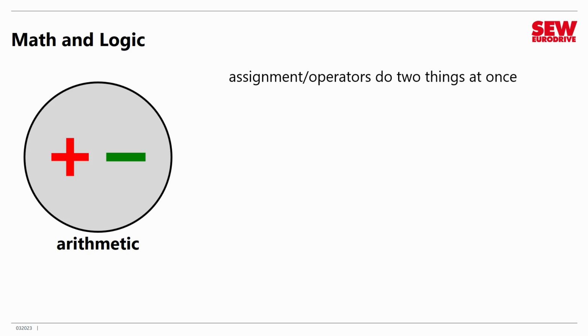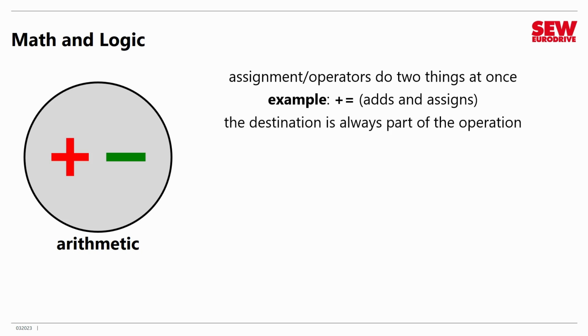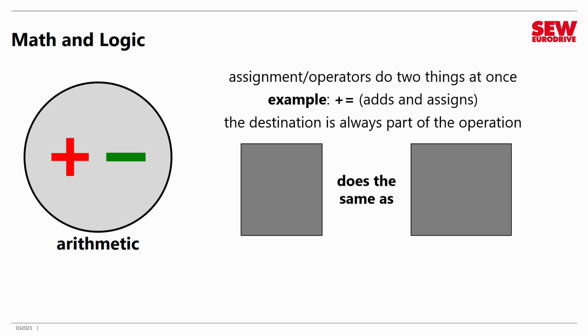There are also some assignments that are combined with operators, so they sort of do two things at once. Let me point these out. Plus equal, that adds and assigns. The destination is always part of the operation. What do I mean by that? Well, let's look at some comparisons here. If I say H1 plus equal H2, that is the same thing as H1 equals H1 plus H2. So in other words, H1 always is involved with this. So the destination, where it goes when you're done, is also part of the operation.